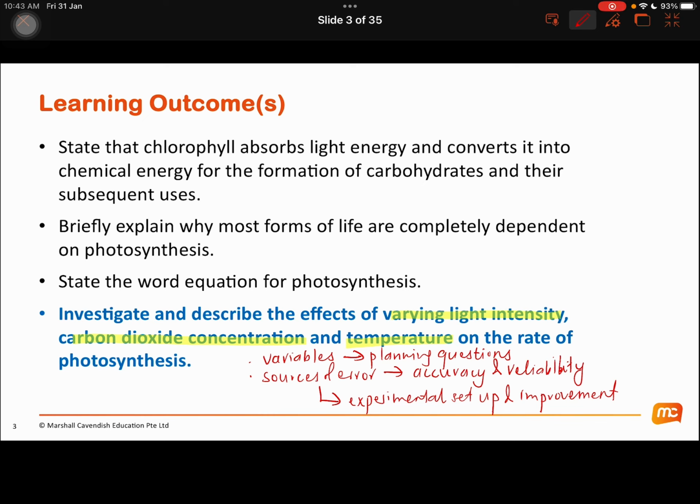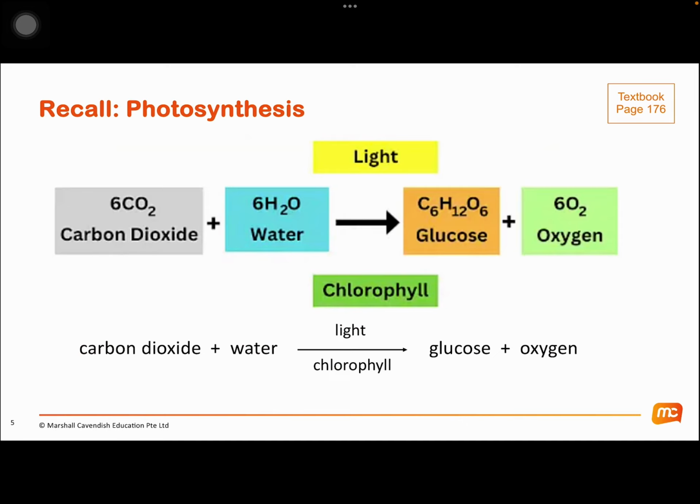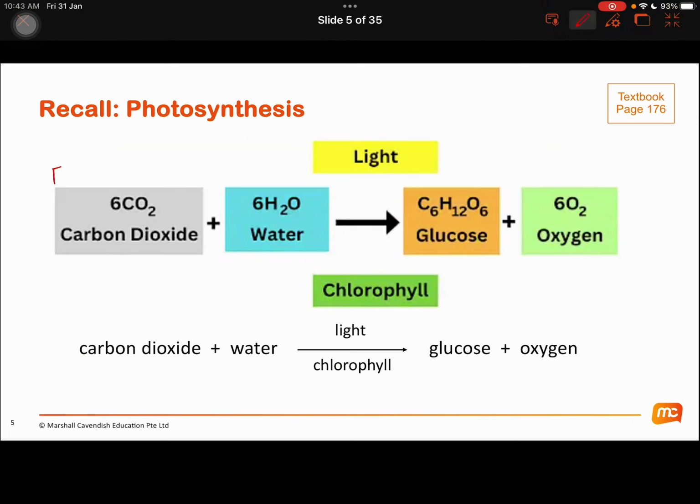Alright, so hang in there as I go through the different factors before we look at experimental setup. I think by now we should be able to define what photosynthesis is and also provide the word equation. As mentioned in class, the chemical equation is for your own knowledge, so you don't have to worry about getting the chemical equation right, but it's very important for you to be able to write the photosynthesis equation correctly with the conditions required.